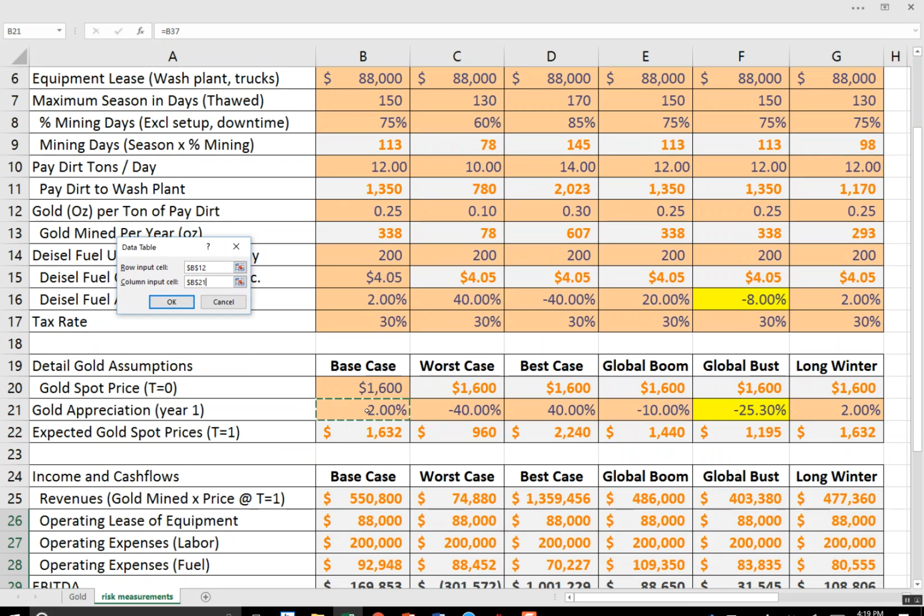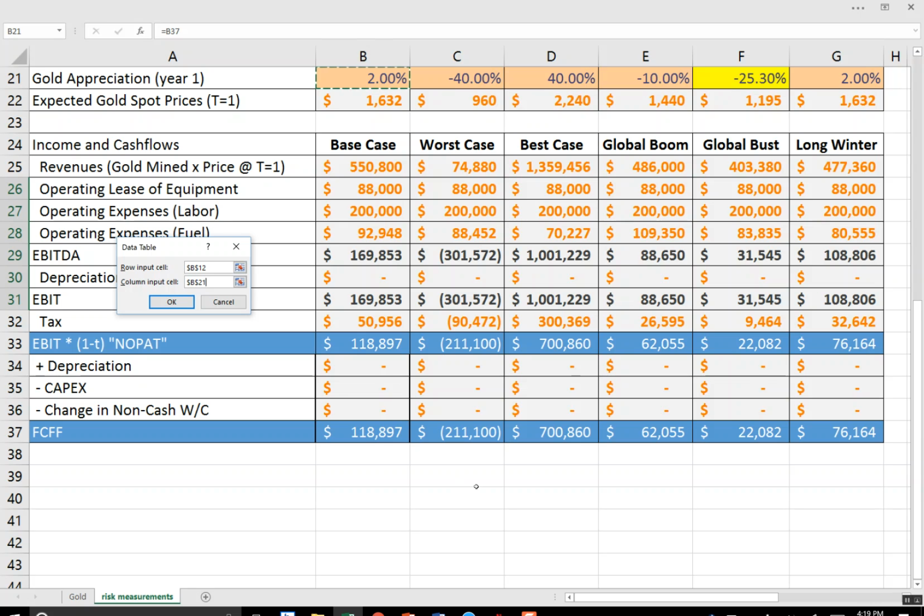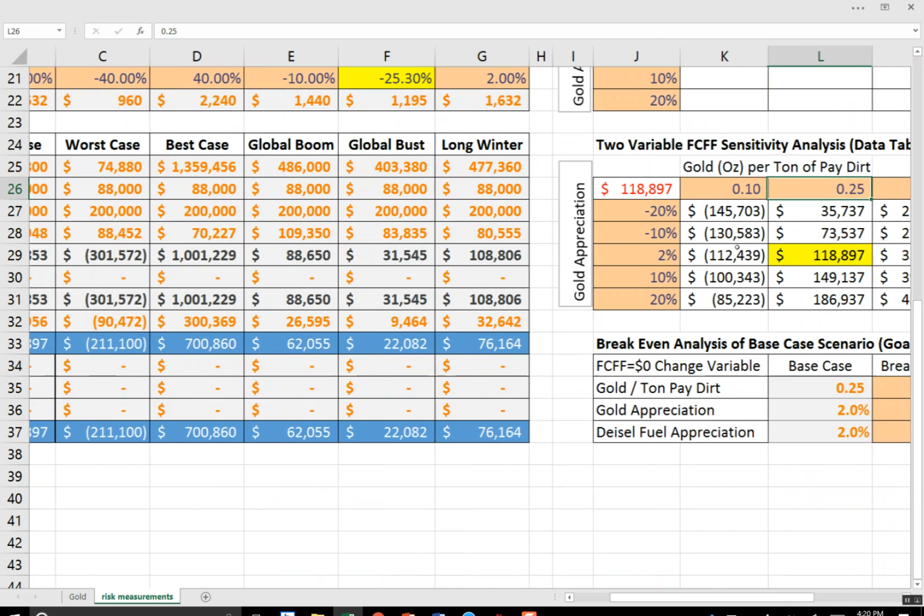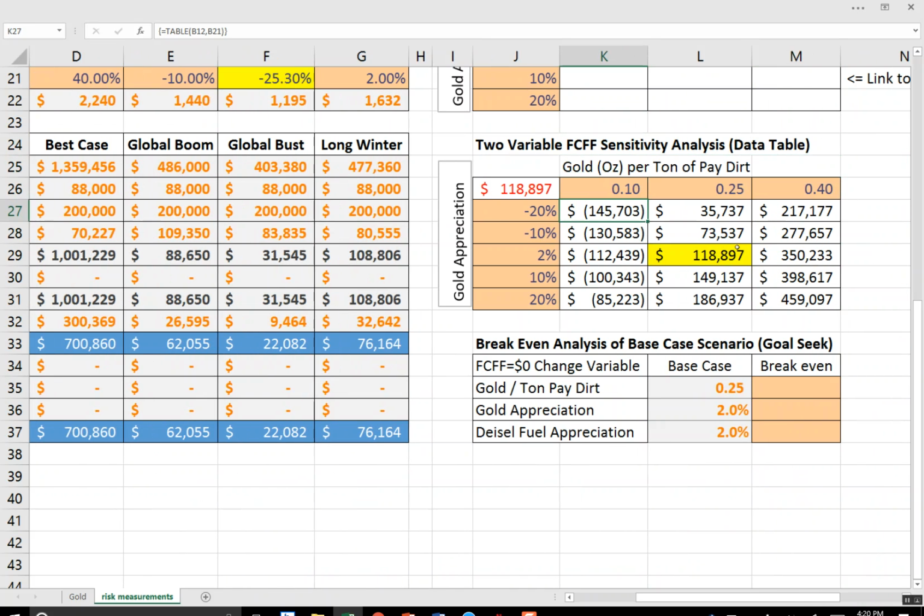Whenever you do data tables, you have to make sure you pick the cells that drive your outcome, that are listed or connected to my data table. So there's my exposure to gold prices and gold content. The best scenario, there's lots of gold and gold prices are up in this data table.